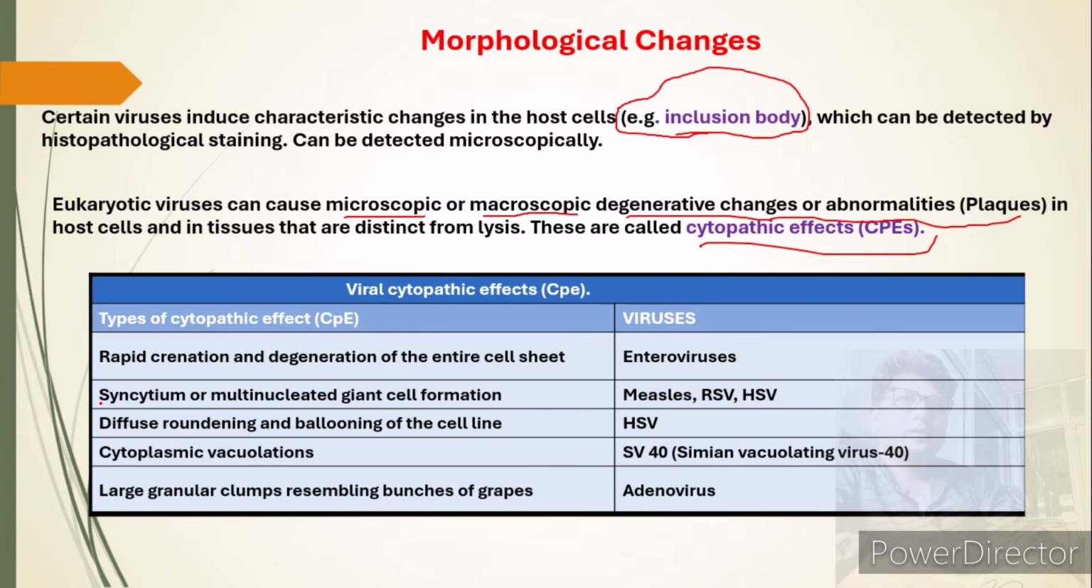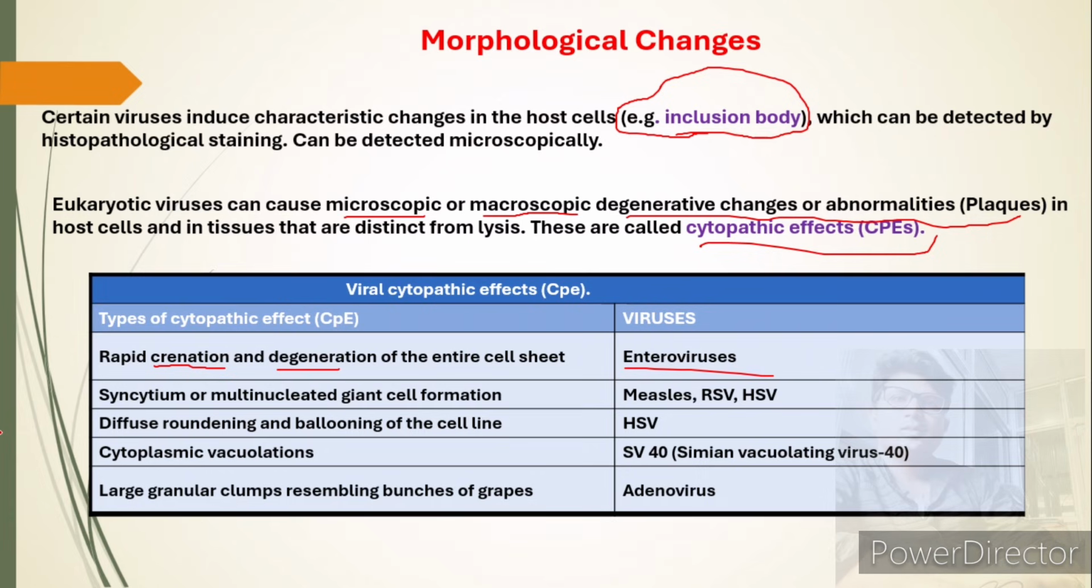If you can, just remember them, like rapid crenation. Crenation is the term that means, have you seen a dry leaf? The edges of the dry leaf become sharp, very rough, with some kind of peculiar structure. That is called crenation. That happens to the cell when it is infected in the case of enteroviruses. Crenation and degeneration are due to enterovirus.